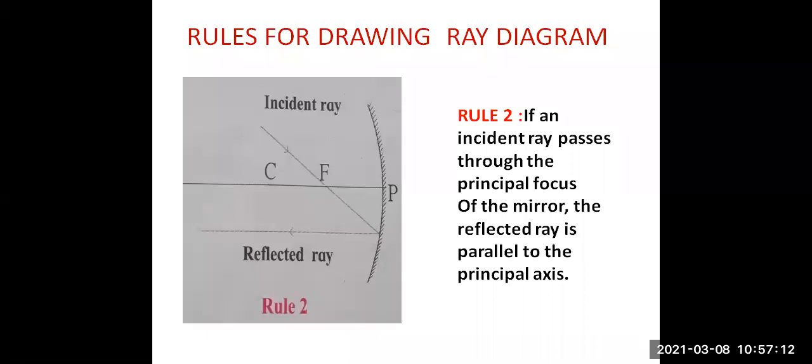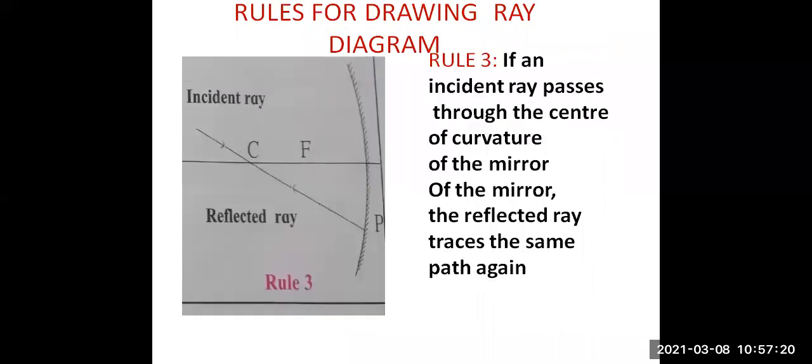These two rules we are going to use many times while drawing the concave mirrors. This is rule 3, a last rule. Okay. Now, by mere seeing the diagram, you can see that the incident ray and reflected ray both are on a same line. They are one and the same.